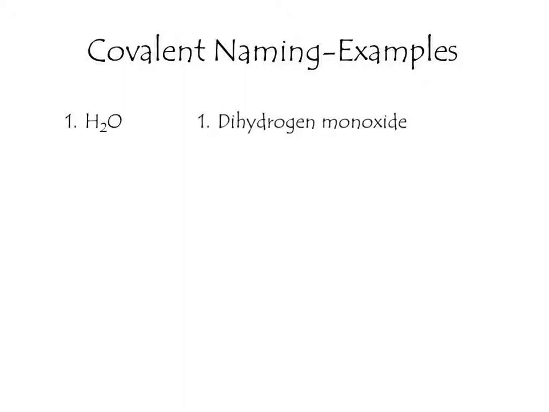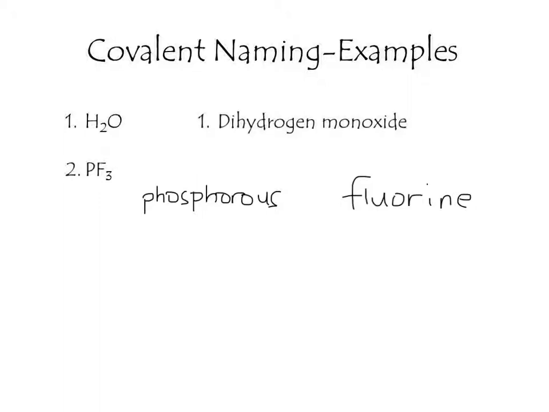Now let's go ahead and try the next one. The next one is PF3. Phosphorus is the first element, and the second element is fluorine. And then again, let's change that ending to an IDE, so it becomes fluoride.